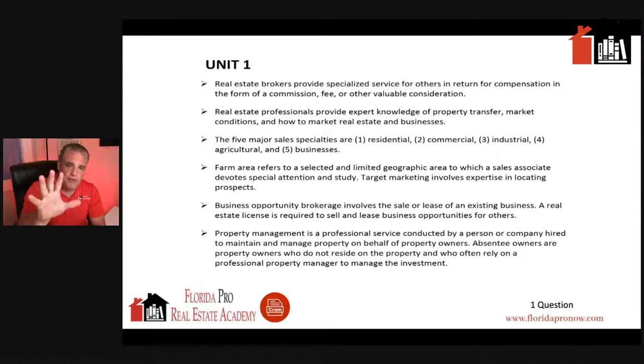And the fifth one is going to be businesses. A lot of people ask me about the sale of businesses. What you have to know is, on your state exam, you might have a question that says, do you need a special license to sell businesses? And the answer is no. All you need to do is have a real estate license.